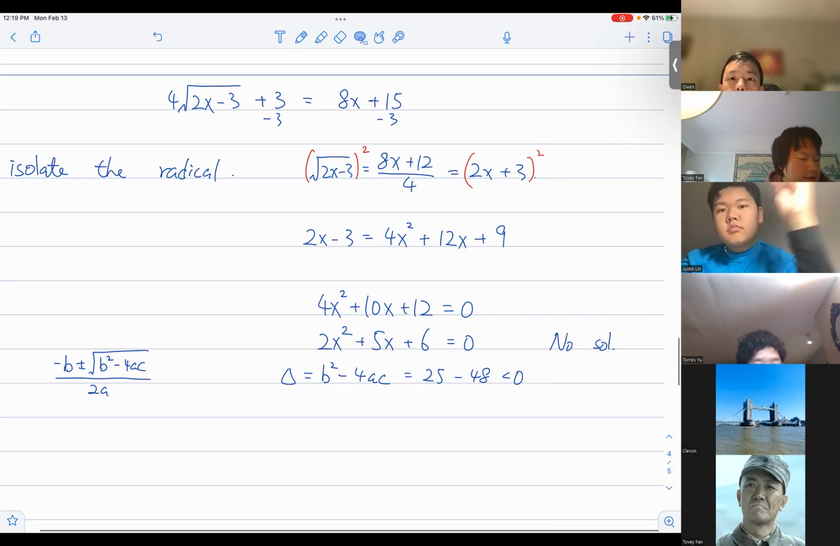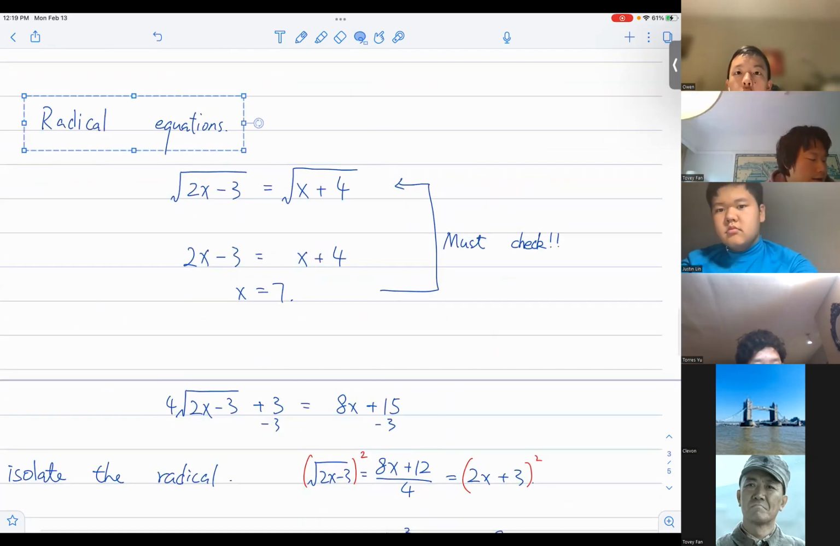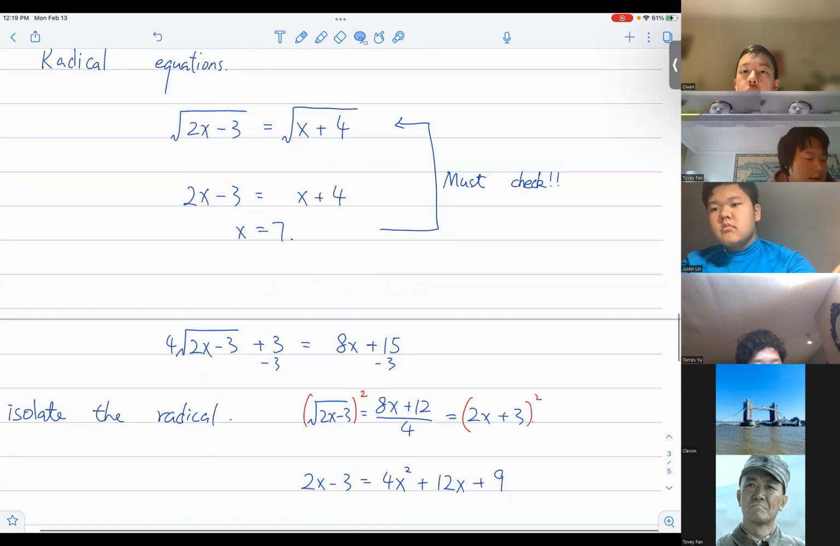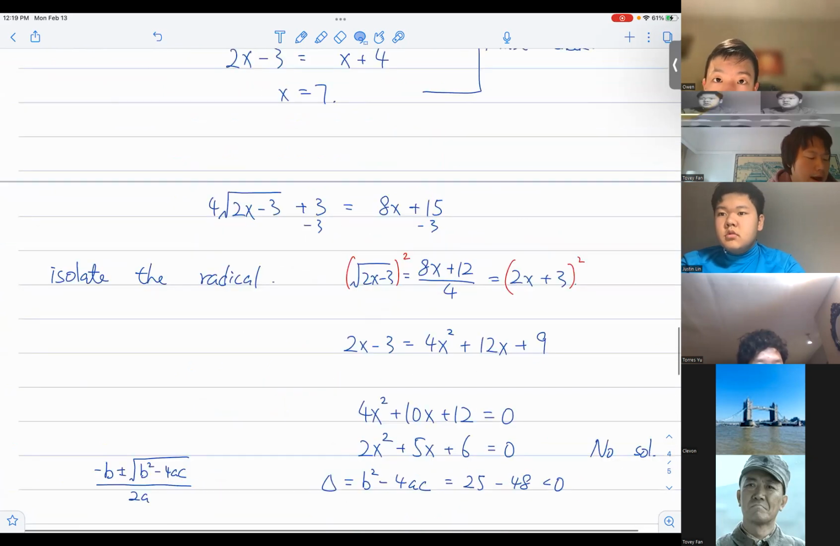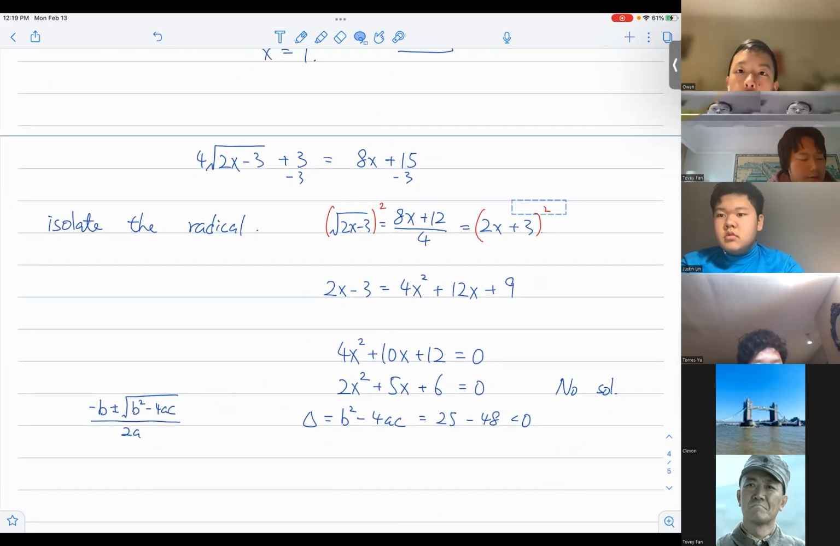Okay, that's it. So this is how you solve radical equations algebraically. Basically, you just want to isolate the radicals and then square both sides. And once you get a solution, always check the solution. Okay, Justin, that makes sense?